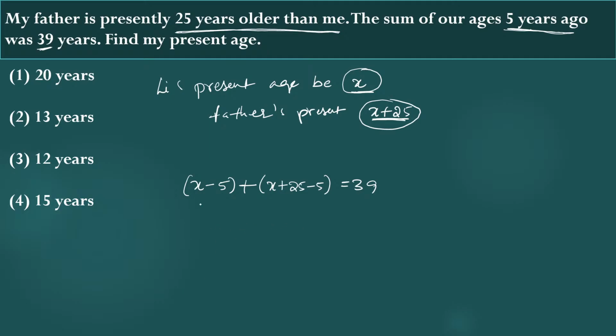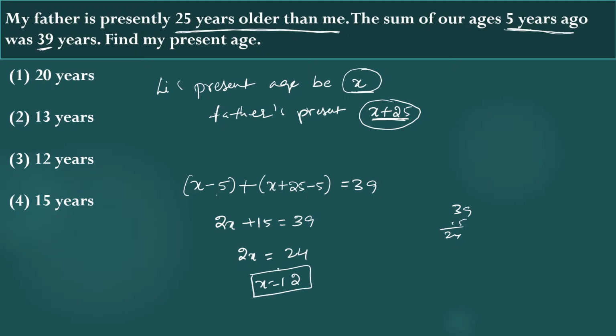So x plus x is 2x, minus 10 plus 15 is equal to 39. So 2x is equal to 39 minus 15, we get 24. So x is equal to 12. x is equal to 12.